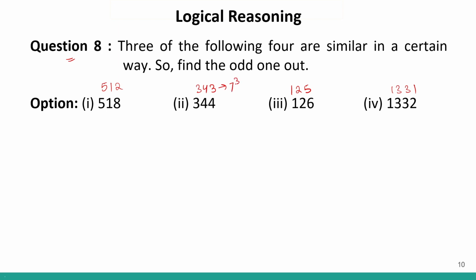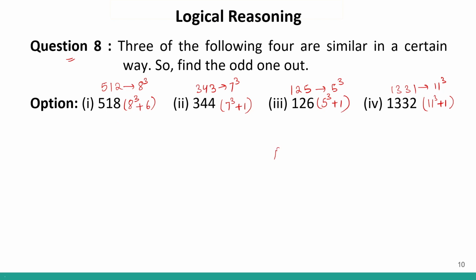This is 7 cube. Correct? So 344 is 7 cube plus 1. This is 5 cube. 125 is 5 cube. So 126 is 5 cube plus 1. Similarly, this is what? This is 11 cube. 1331 is 11 cube. So this is 11 cube plus 1. And only this option I can see. This is what? This is 8 cube. So this is 8 cube plus 6.